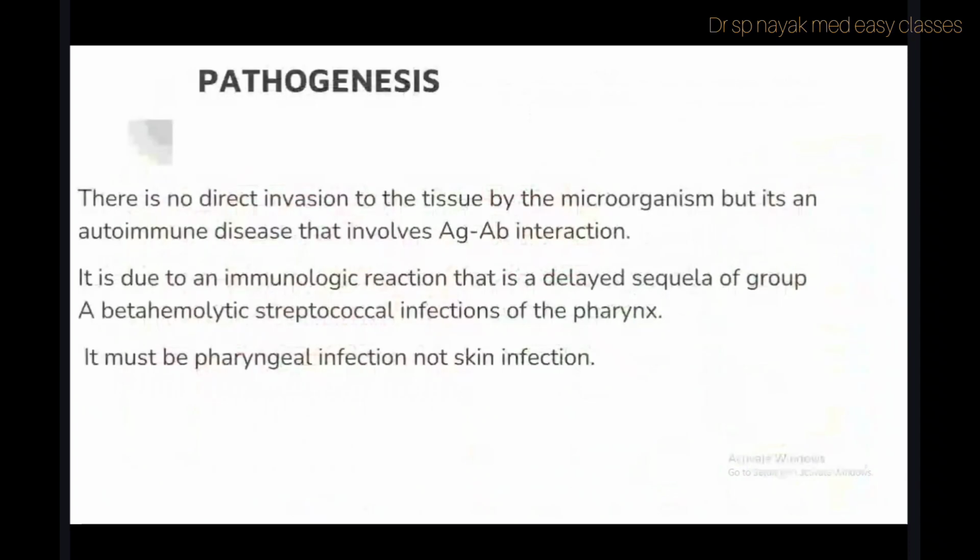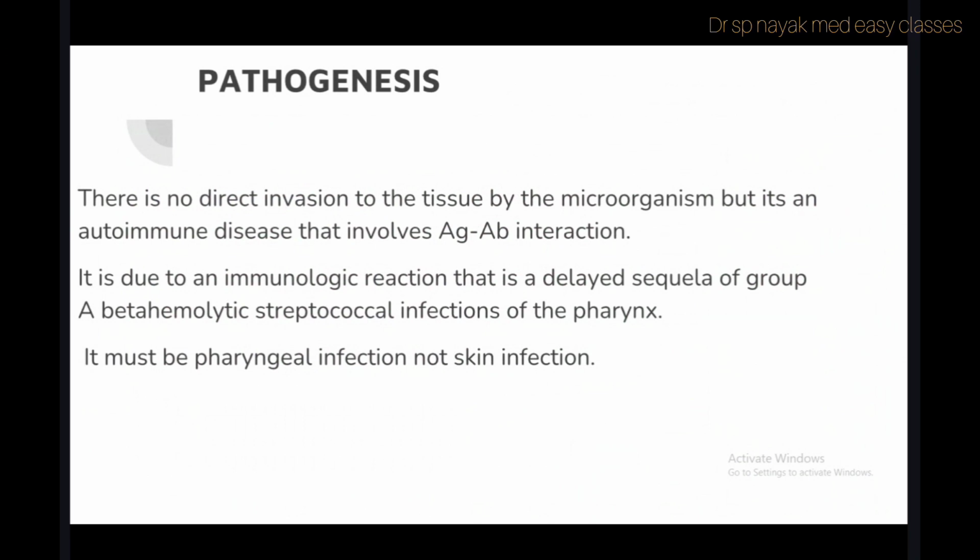Now let's read this out. There is no direct invasion of the tissue by the microorganism, but it's an autoimmune disease that involves antigen-antibody interaction. Streptococcus is not directly interacting with these organs. The main thing interacting with these organs is the antibody which is produced because of the antigen given by the streptococcus infection.